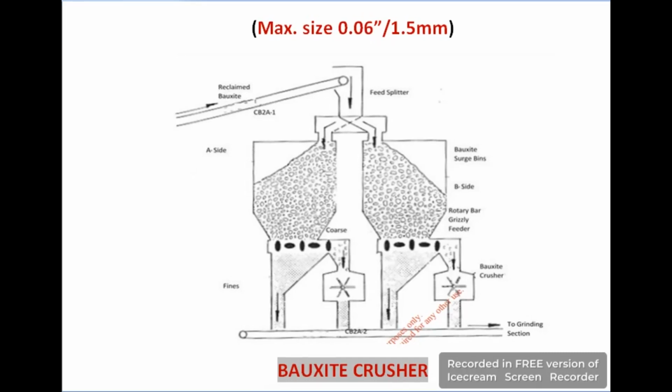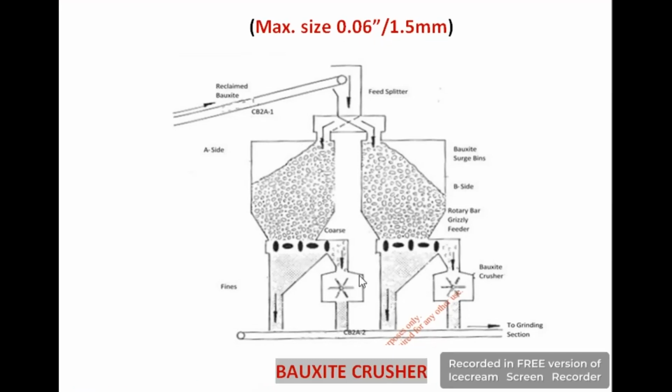In this case, bins are at the top of crushers, so through feeders a controlled quantity of bauxite ore is coming into crushers where big lumps undergo size reduction. So in this case, these bins are provided at the top of these crushers, and with the help of feeders a controlled quantity of bauxite lumps is coming into these crushers. So here size reduction will take place.